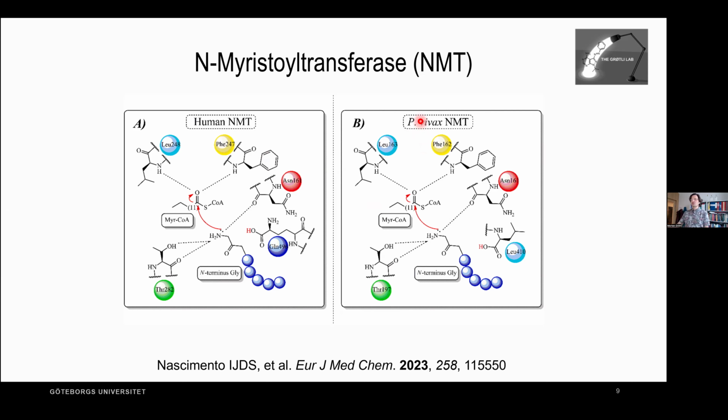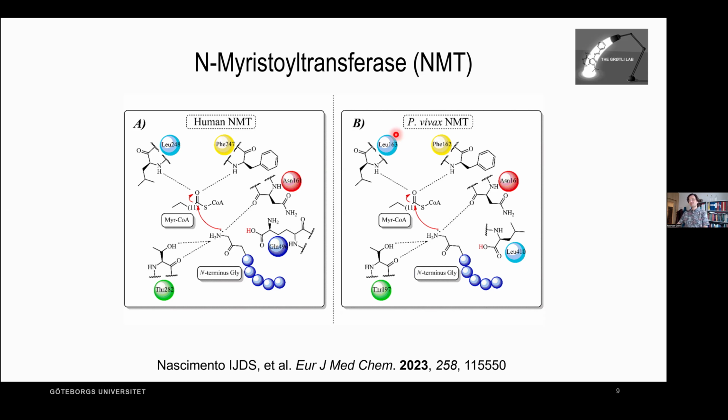But the point of showing this is, if you look at the colorful spheres, those are amino acids in the active sites. If you look carefully, you will see that they look very similar, meaning that the human NMT and the P. vivax NMT have very high homology. The homology overall is around 60%, but in the active site, it's more or less 100%.